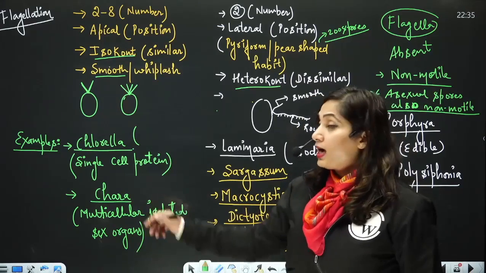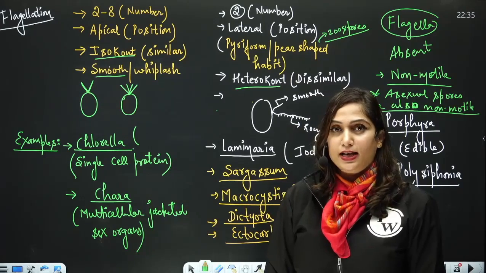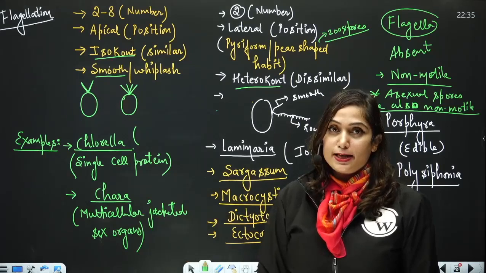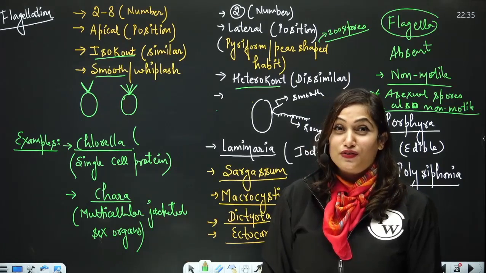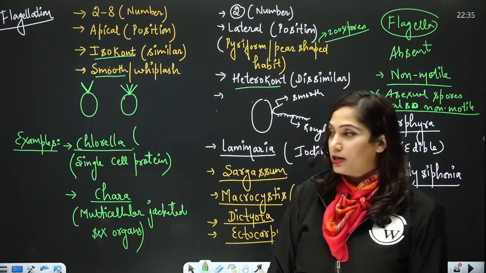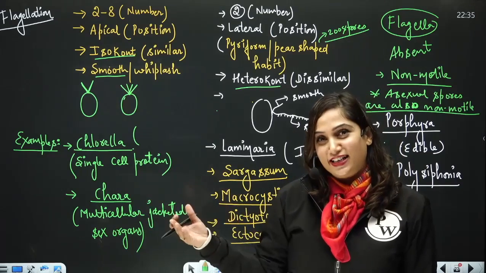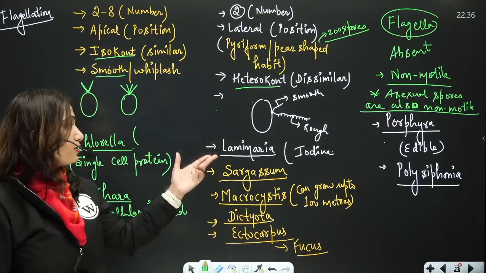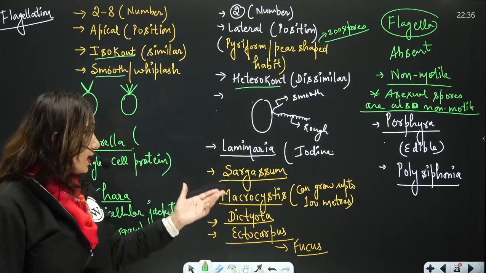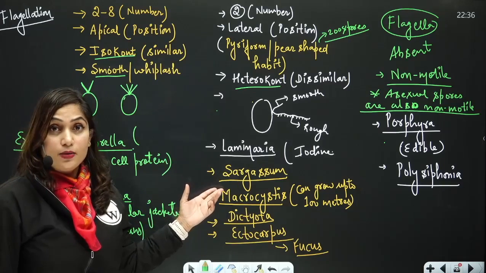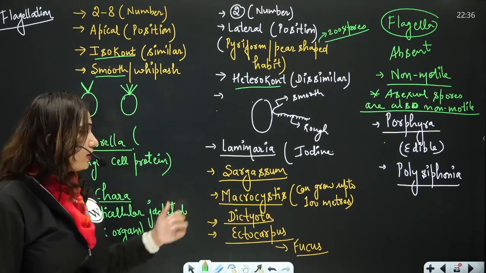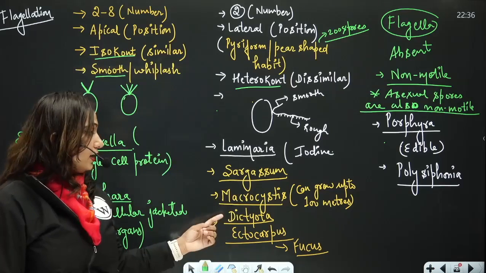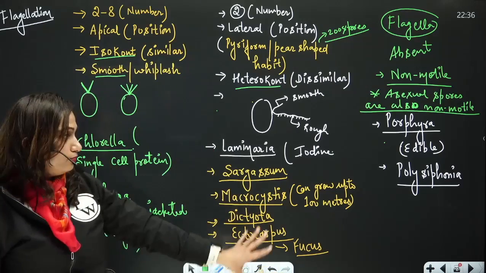Chara is an exception. It's a multicellular green algae, and more advanced than other algae because it has multicellular jacketed sex organs. The sex organs of the rest of the algae are unicellular and non-jacketed. So it is pretty advanced as compared to the other algae. Now some examples of brown algae: Laminaria, which is a rich source of iodine. Then Sargassum, because of which there is a sea called the Sargasso Sea, right? Macrocystis can grow up to hundreds of meters. It's a giant form. Dictyota, Ectocarpus, Fucus are brown algae.